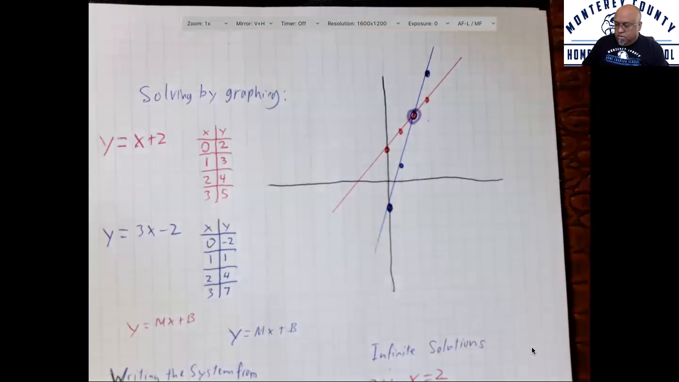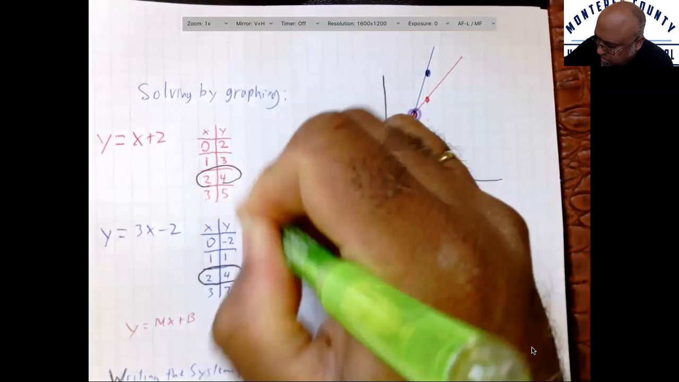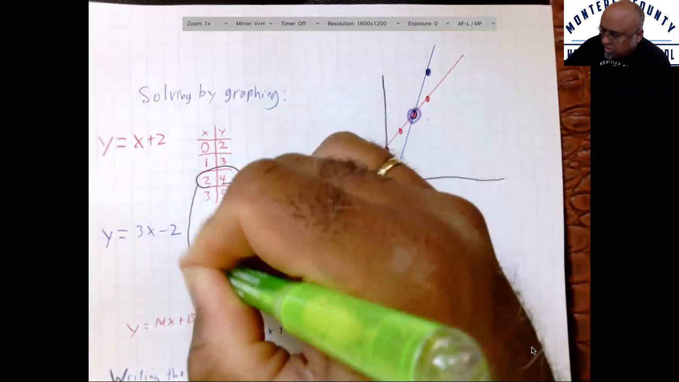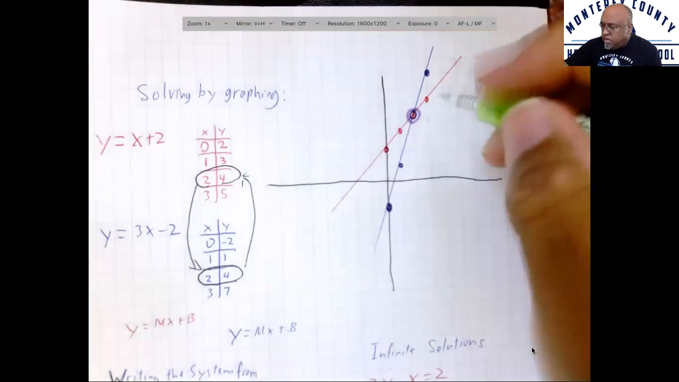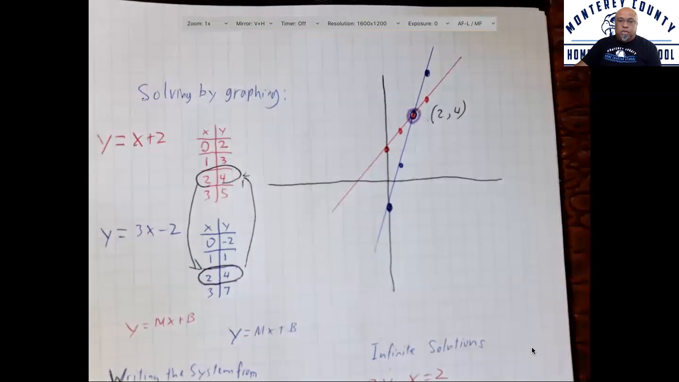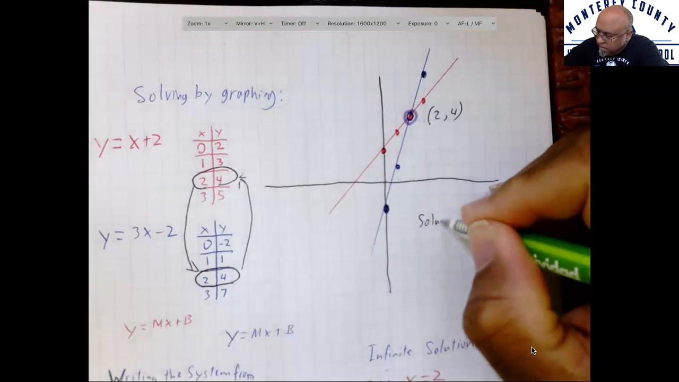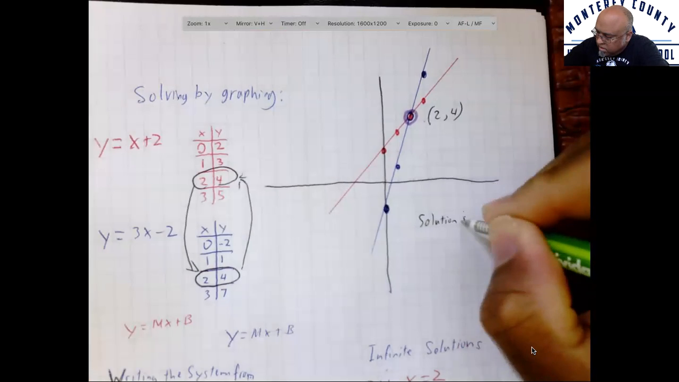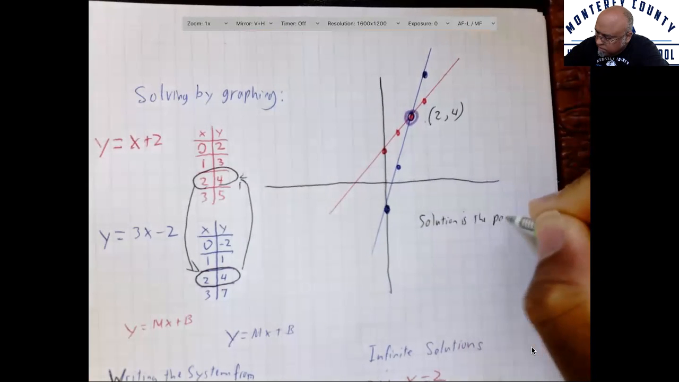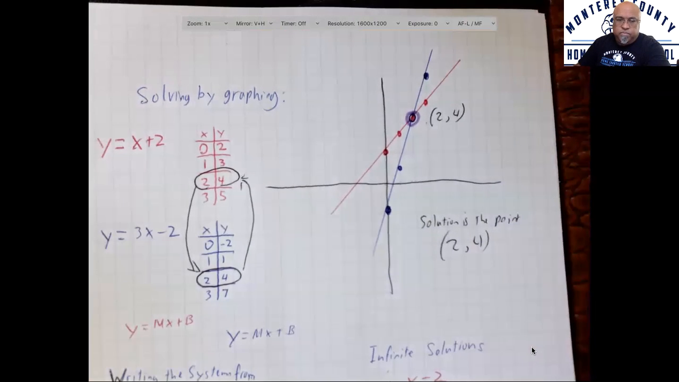Okay, so we could clearly see that the point 2, 4, which happens to be on both tables of values, and also happens to be on our graph, 2, 4 is the solution, okay? So if you were to ask, what is the solution to the system? You would say the solution is the point 2, 4. That would be your answer, okay?